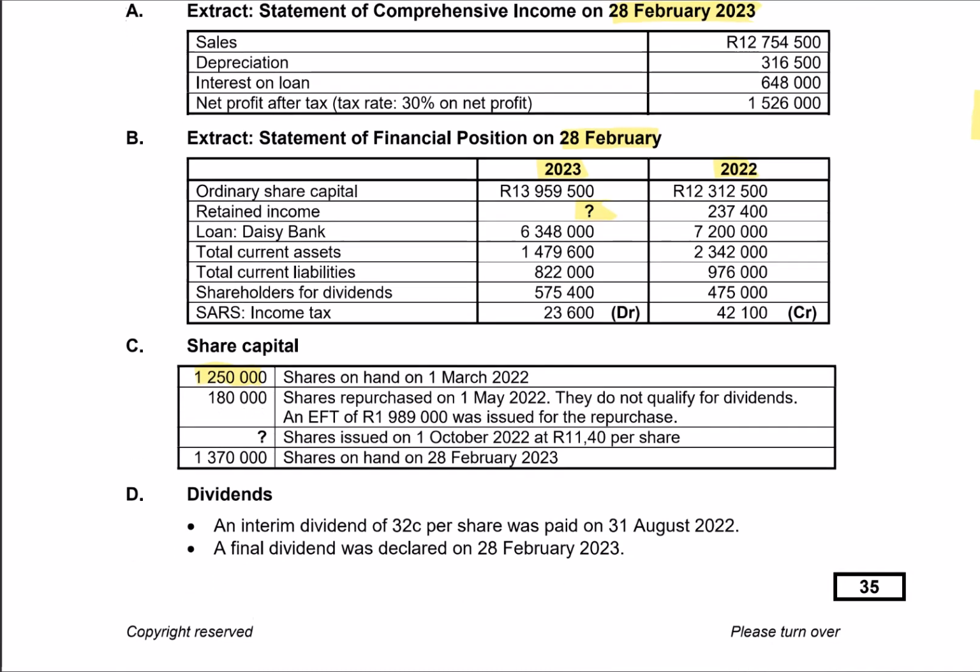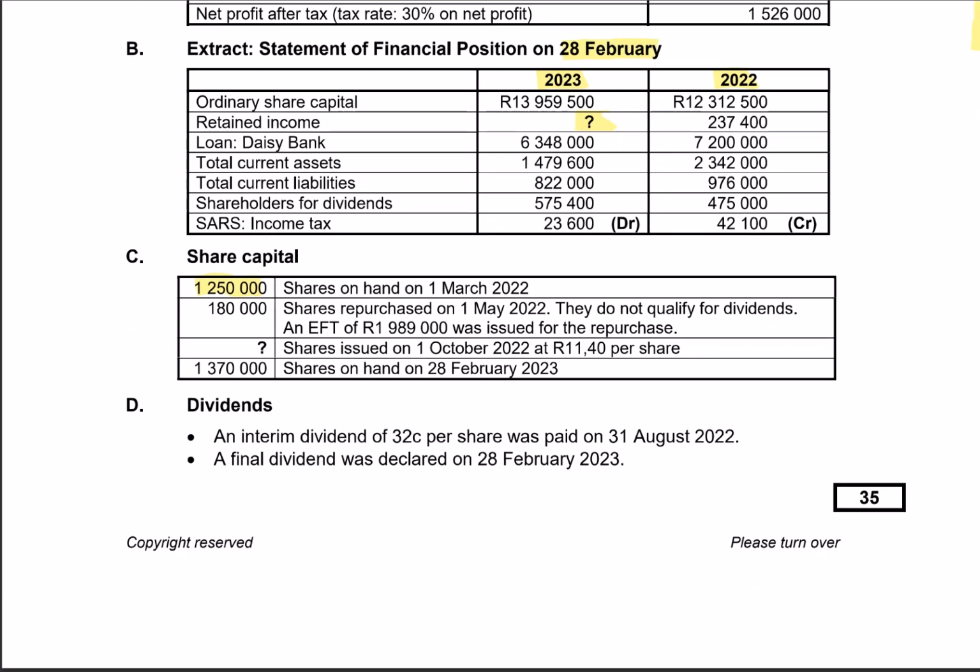Then dividends. An interim dividend of 32 cents per share was paid on 31 August 2022. If you look at this date, 31 August, and the repurchase date, 1 May, that means when you calculate the total interim dividends, you need to remove the shares that were repurchased. They even specified that the shares don't qualify for the dividend.